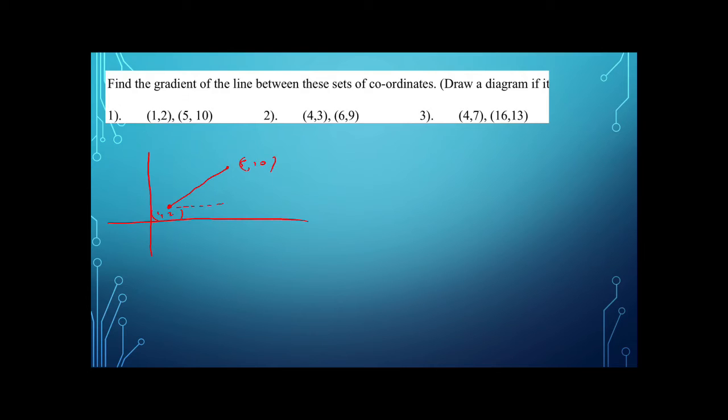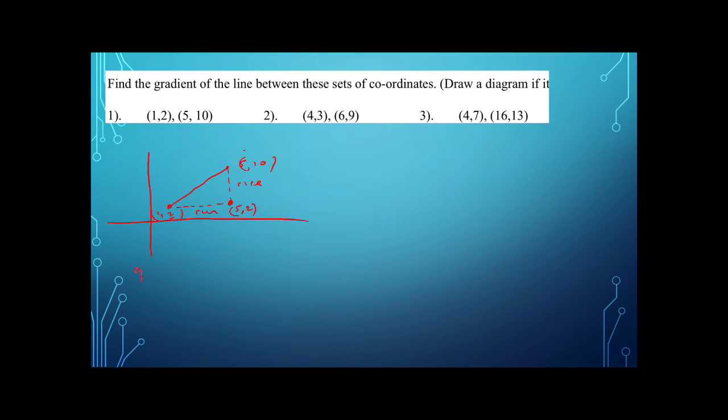Okay, so we draw a little triangle. And we're going to find out the rise over the run. Now let me just put this coordinate in there. So this coordinate has an x value of 5 because that one's 5 there, and has a y value of 2 because that's 2 there, so 5, 2.